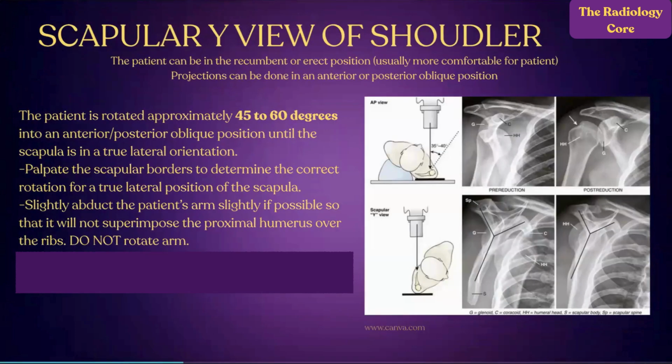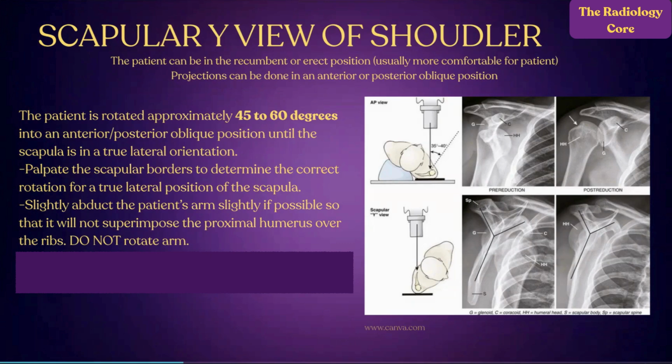So some additional information about the scapular Y view. The patient can be in a recumbent or an erect position, usually more comfortable for the patient standing. The projections can be done in both the anterior or posterior oblique position. For this one, the patient is rotated approximately 45 to 60 degrees into an anterior-posterior oblique position until the scapula is in a true lateral position.